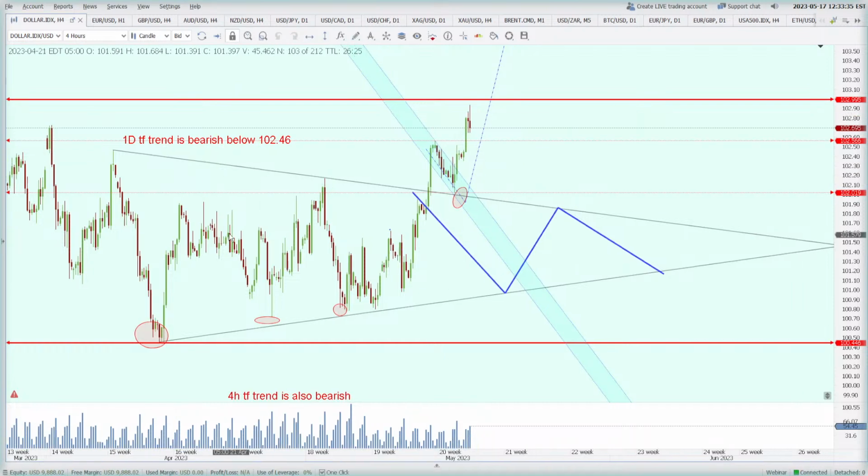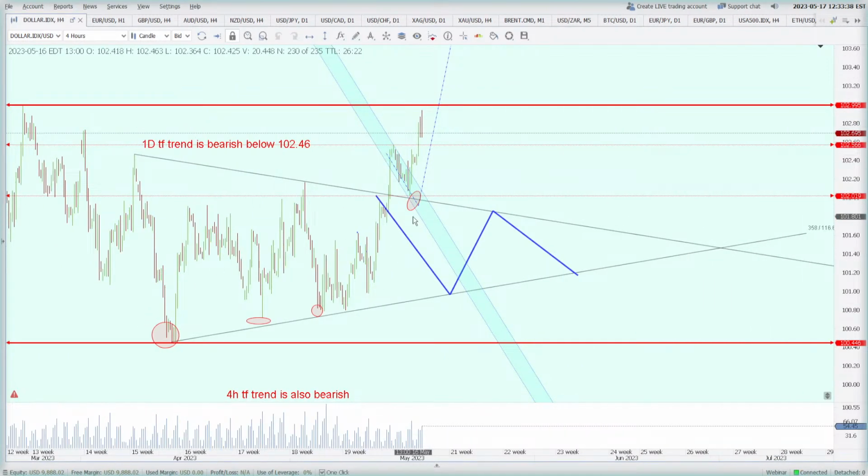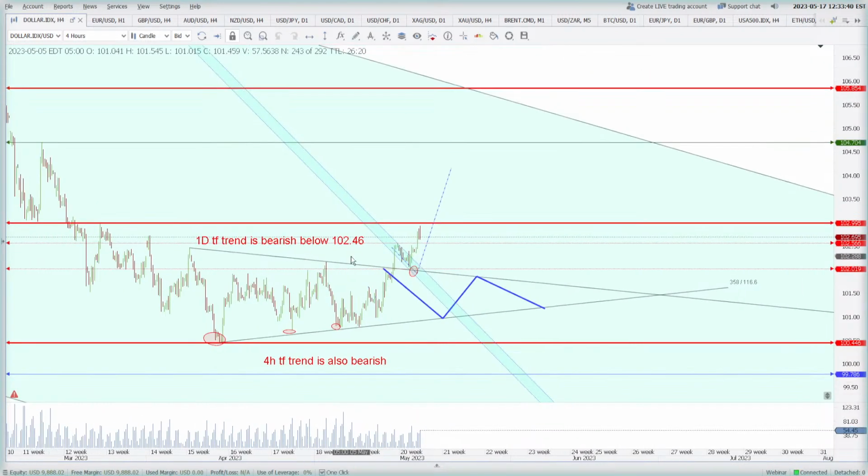All right guys, nothing much on this one. This is a classic break and retest, and then shooting towards the next higher targets.